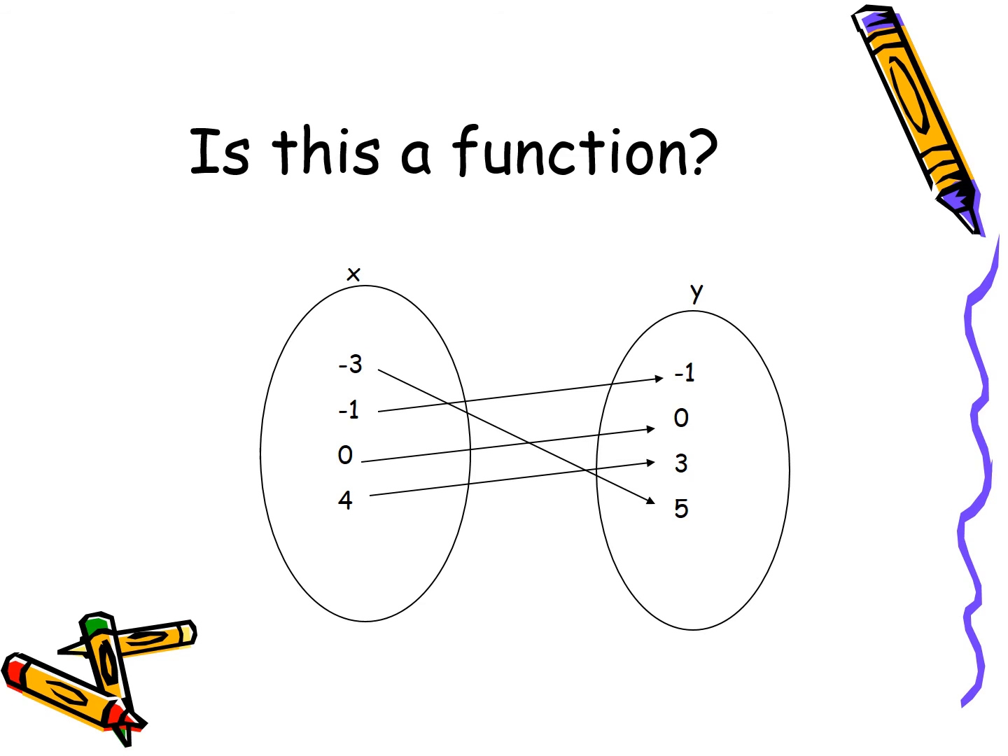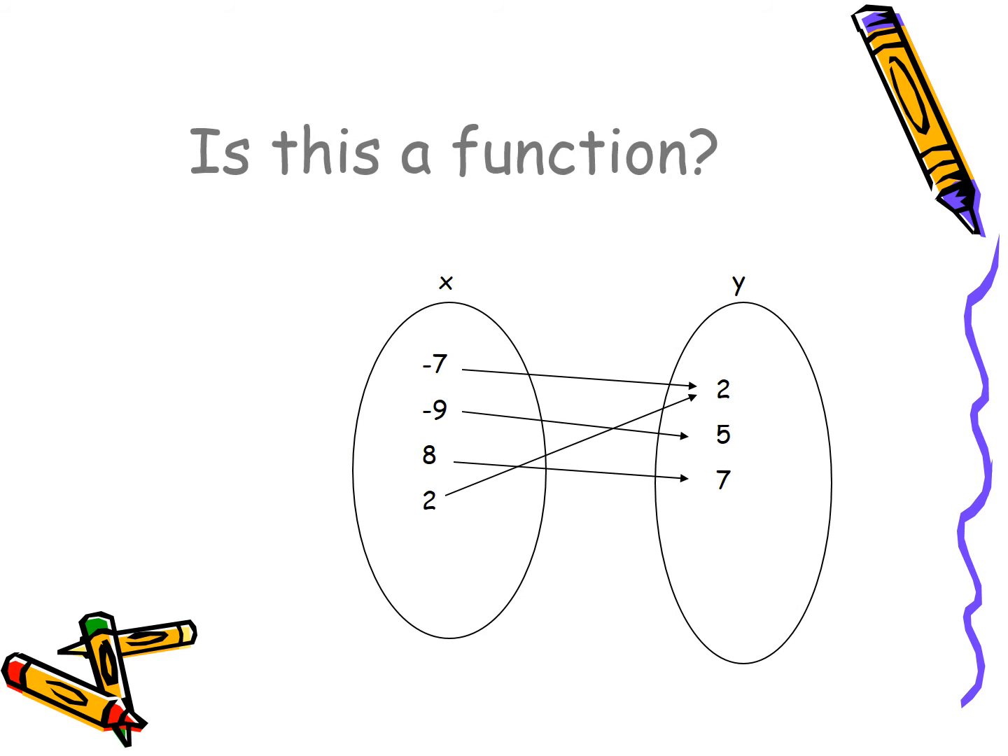Function or not a function? Once again, this is a function. For every x value, there's a unique y value. Is this a function? Yes, even though 2 is shared by -7 and 2, for each x value, there is a unique y value.